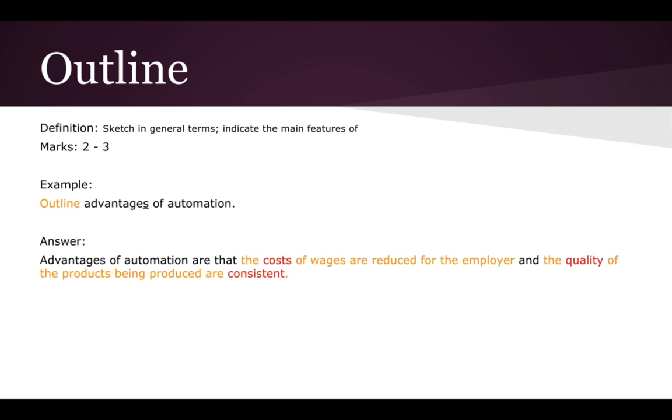However, if you start outlining it, so showing the costs of wages are reduced for the employer, now we've got a little bit more detail. Not a lot of detail, as you said, but a little more. And we needed advantages, plural. So you'll notice there's 2 instances. That'll be fine. 2 instances of that orange highlight there.